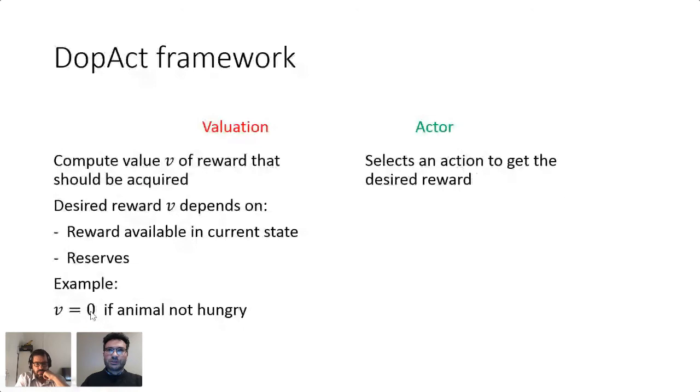The second component is an actor, and the aim of the actor is to select an action to get the reward set by the valuation system. And during this talk, I would like to focus on describing the actor. So for simplicity, I will assume that the valuation system is able to compute this desired reward V, but I will not describe how this computation is performed.